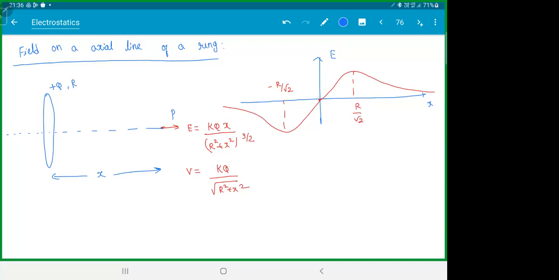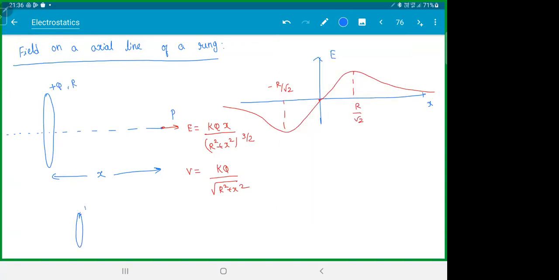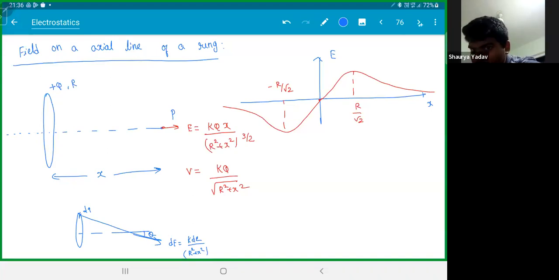Derivation is important? Not really. You can try if you want to. Take a small piece dq and just take the horizontal component. So dE will be k dq by r square plus x square. Take this horizontal component, with theta, and finish it off. Then you get it from there. It's not a big important derivation. Okay, let's see how to use this part.